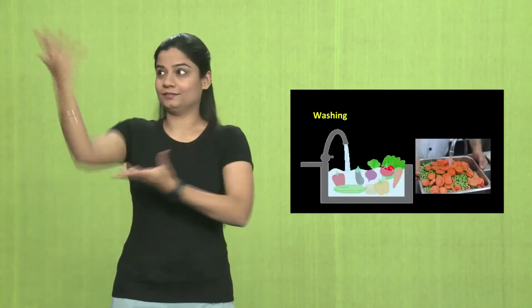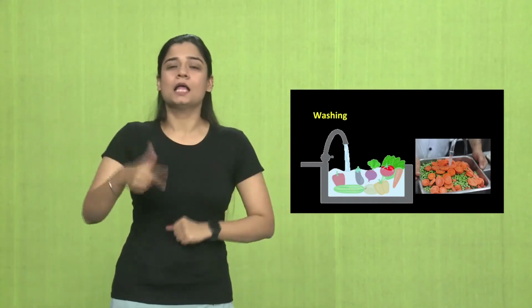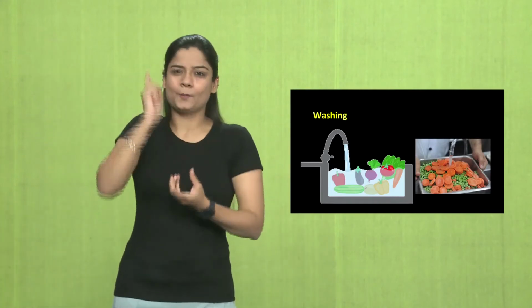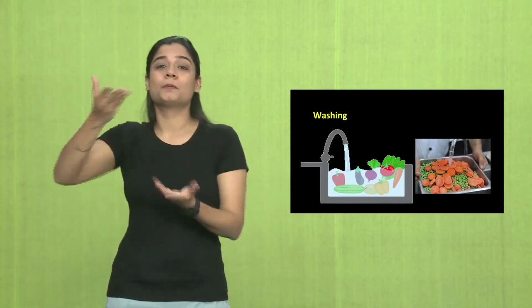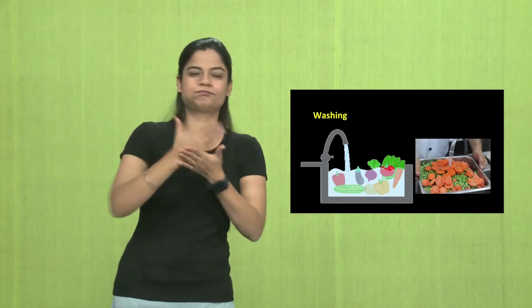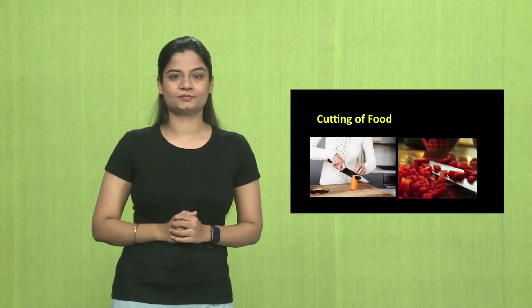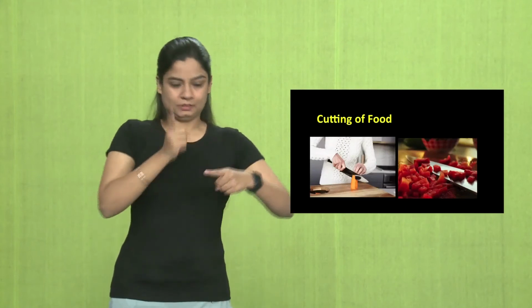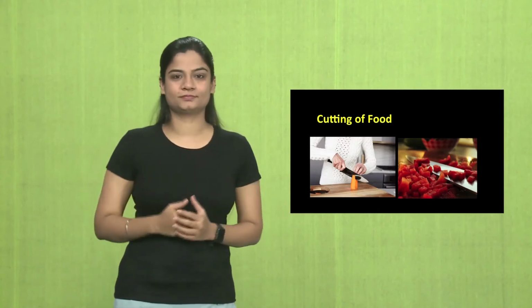Anything you buy from the market has to be washed first. It's very, very important to wash everything that you're buying with clean water, because there can be microorganisms, bacteria, people touching the food, etc., that we have to remove before cooking. The second thing is cutting the food, using a knife, into different sizes.